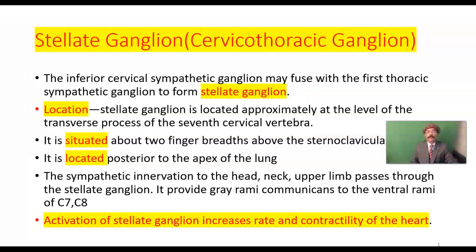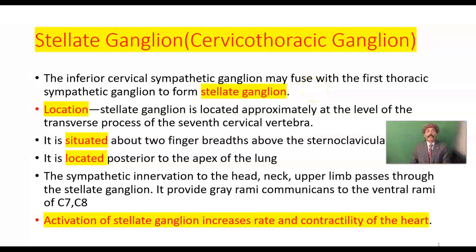Today I will discuss the stellate ganglion, also called the cervicothoracic ganglion. The inferior cervical sympathetic ganglion may fuse with the first thoracic sympathetic ganglion to form the stellate ganglion. This happens in around 80% of the population. Sometimes they may not fuse.